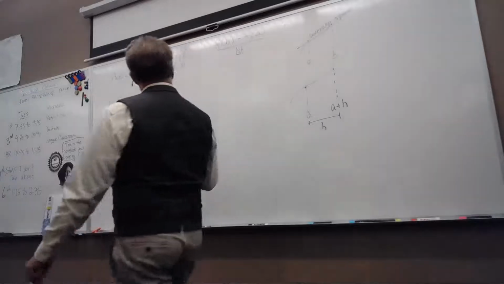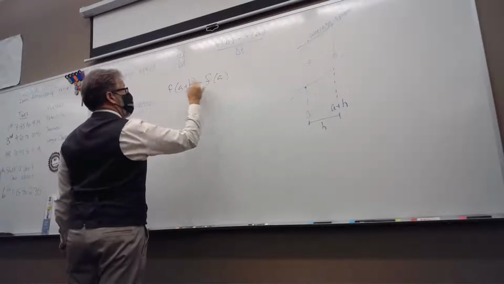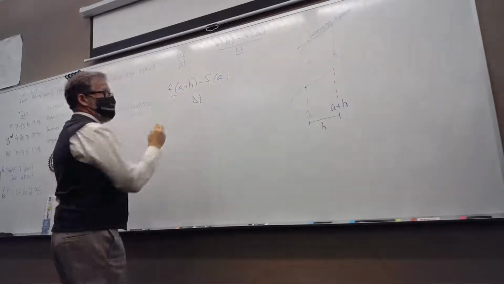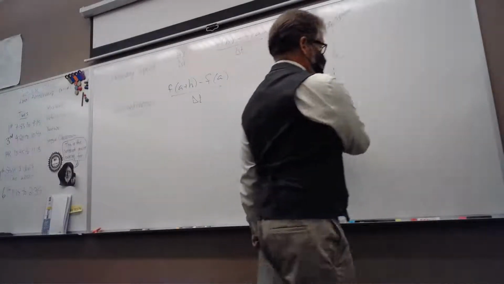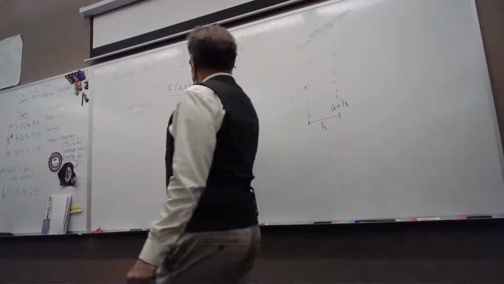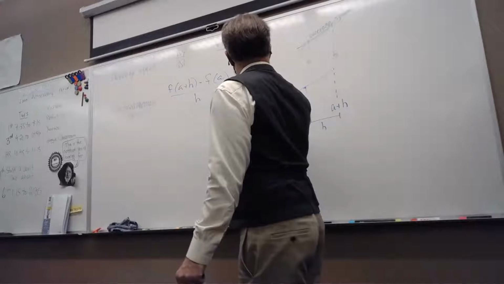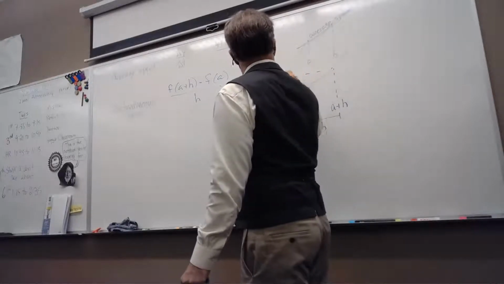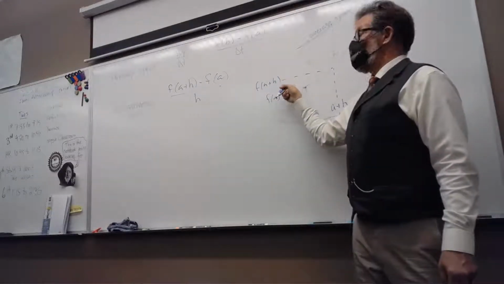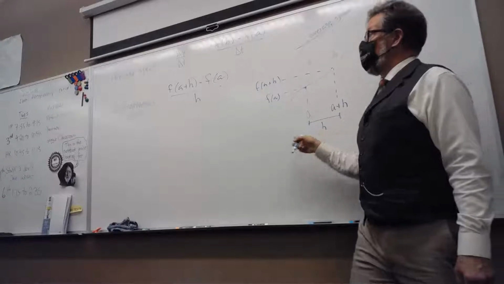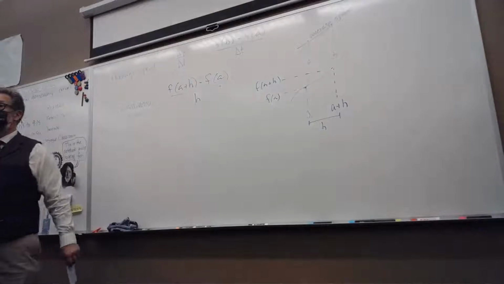Average speed then becomes my change in distance divided by my change in time. Agreed? Well, except that my change in time in this case is just h. There's f of a, there's f of a plus h. I take the change in my y value divided by the change in my x value. This is my average speed over that interval.